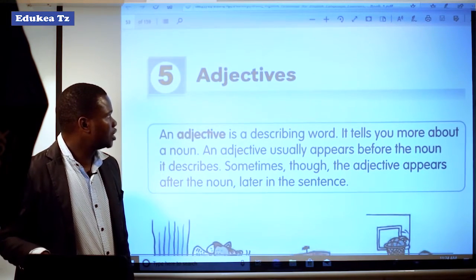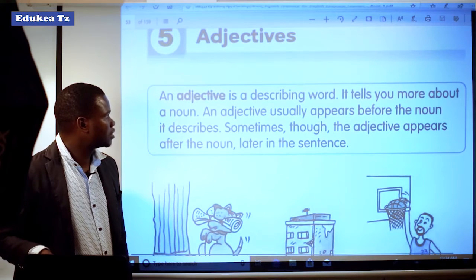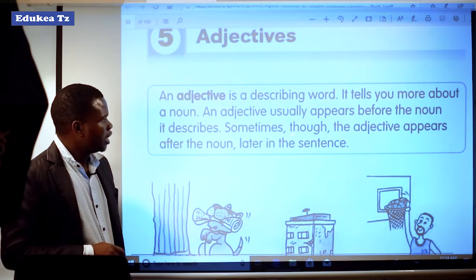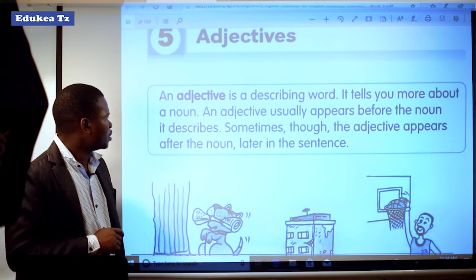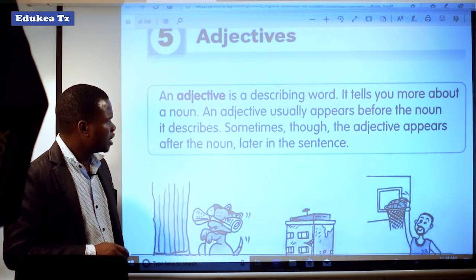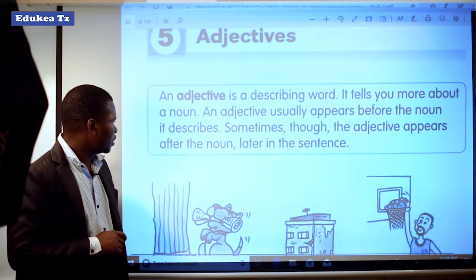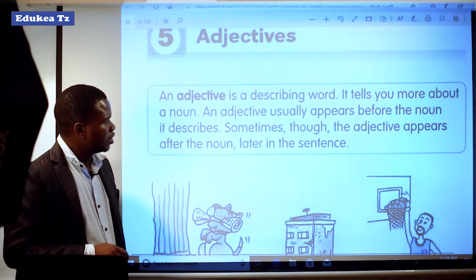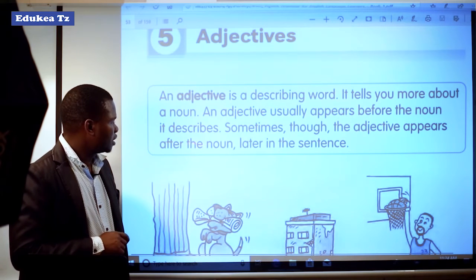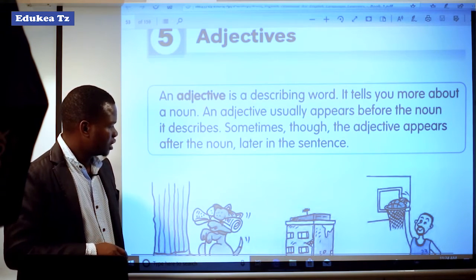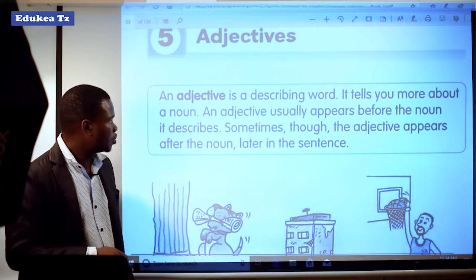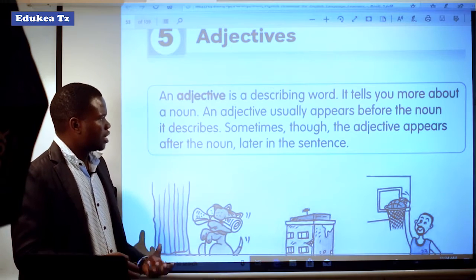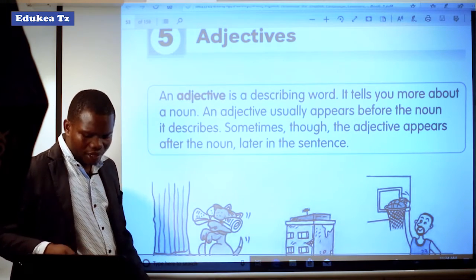Another word category is adjectives. An adjective is a describing word. It tells you more about a noun. An adjective usually appears before the noun it describes. Sometimes, though, the adjective appears after the noun later in the sentence. Let us observe the examples. So adjectives are words which describe a noun.